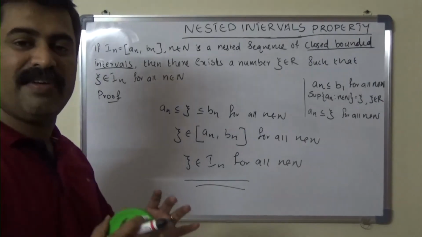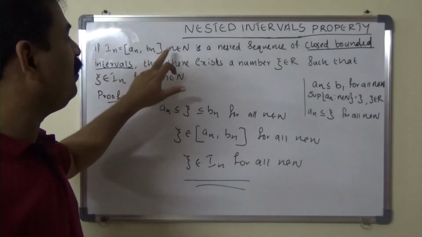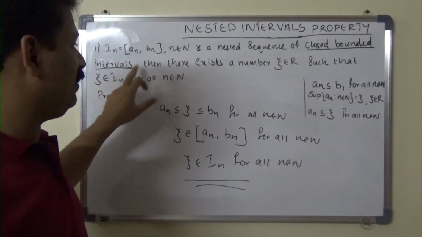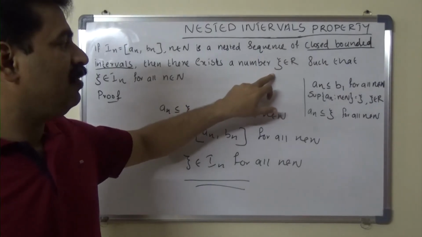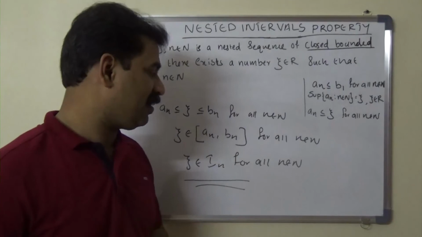This is the nested intervals property. If I_n equals the closed interval [A_n, B_n], where n belongs to N, is a nested sequence of closed bounded intervals, then there is a number Xi belonging to R such that Xi belongs to I_n for all n belonging to N.